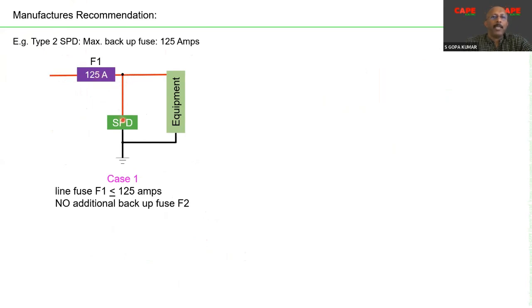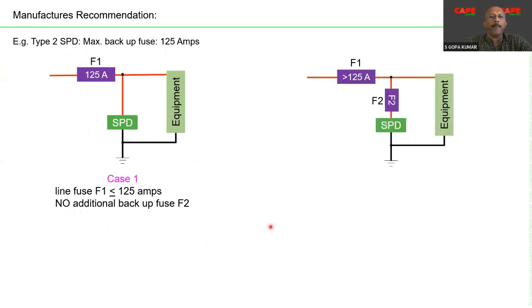SPD manufacturer says that I need a 125 amps backup fuse. Less than 125 amps, I don't need a backup fuse. Higher than 125 amps, I need a backup fuse. Now imagine on the line there is a backup fuse and the line fuse is 125 amps and the SPD manufacturer says no additional backup fuse is necessary. In the second case, even though the line fuse is 125 amps, I am putting an additional backup fuse.